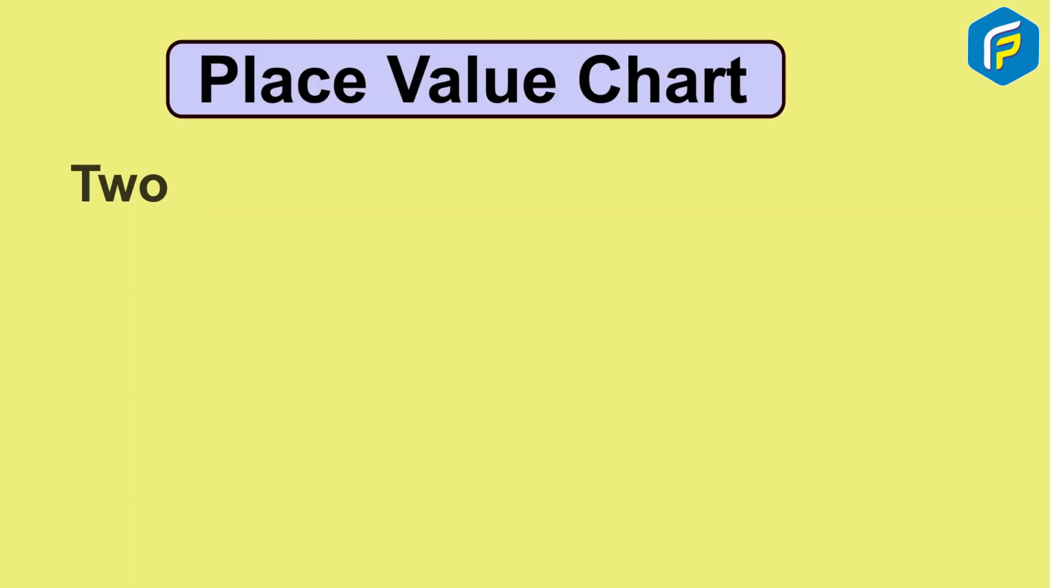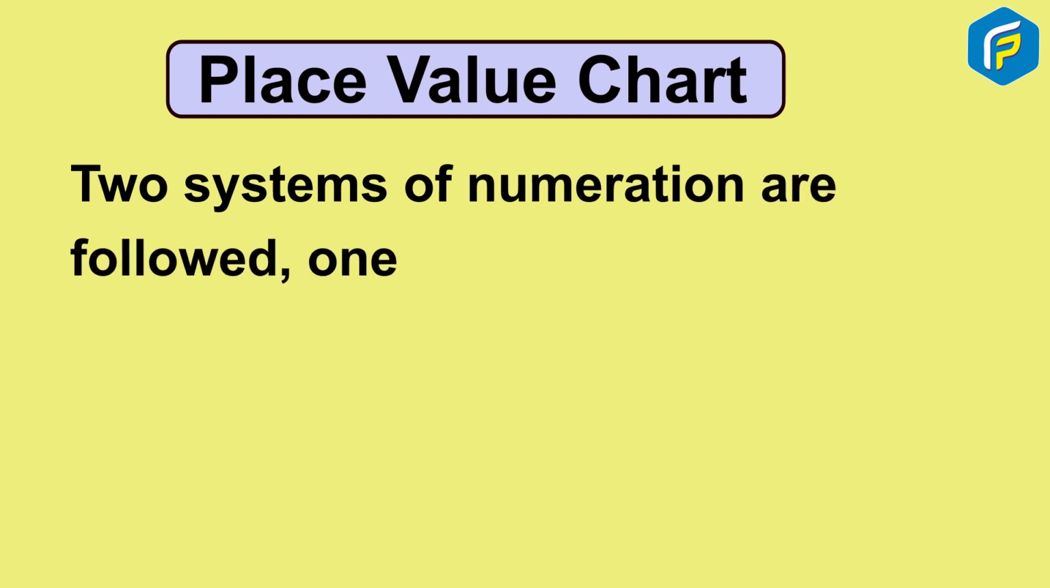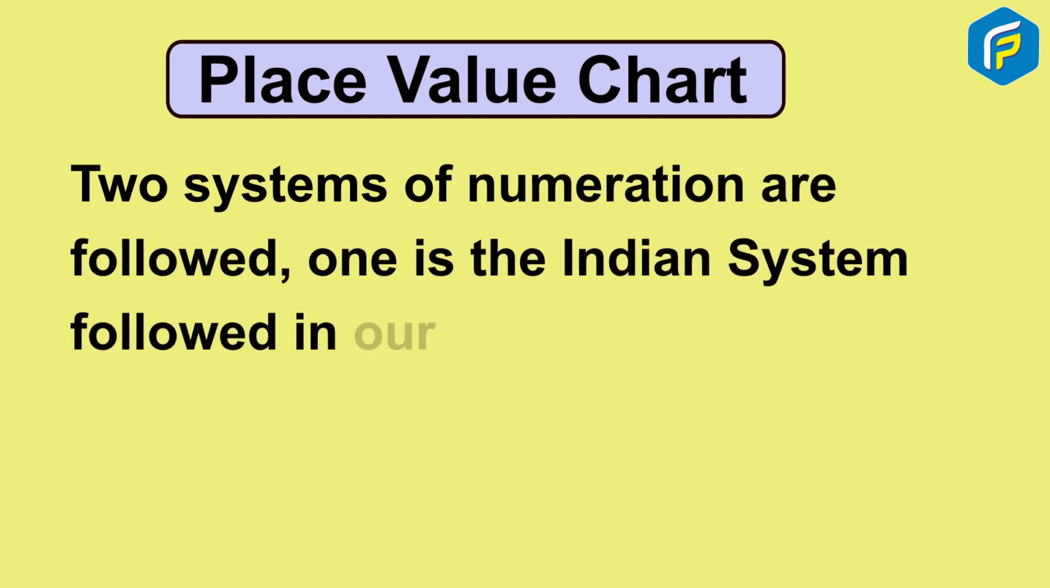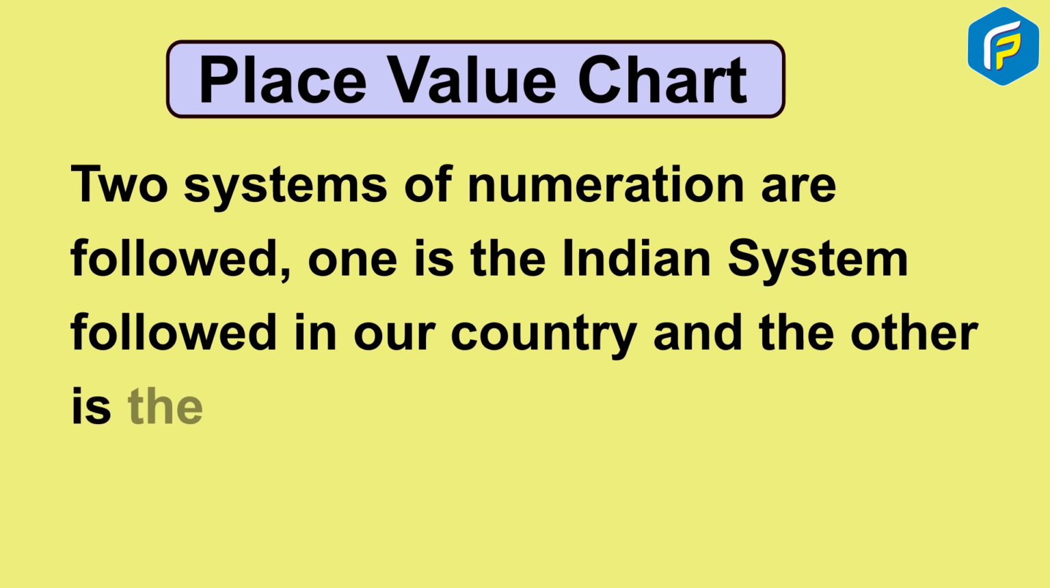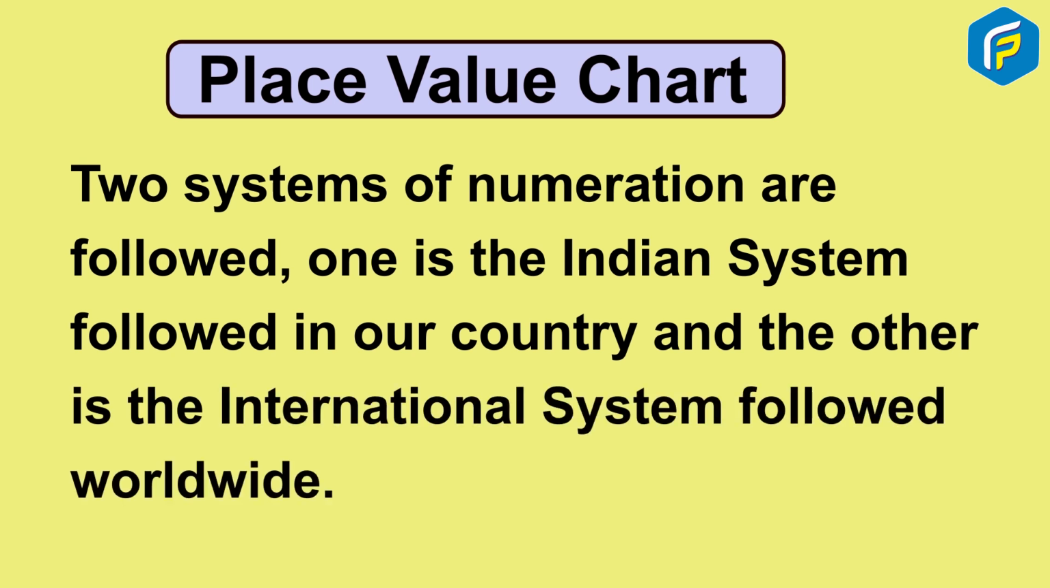Place value chart. Two systems of numeration are followed. One is the Indian system followed in our country and the other is the international system followed worldwide.